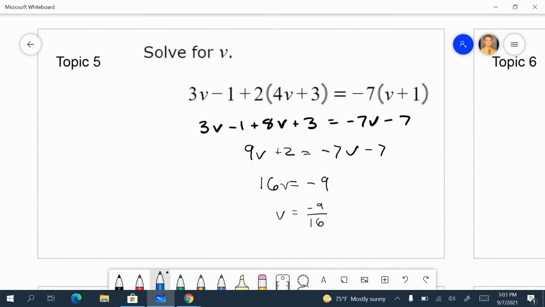Topic number 5 looks pretty complicated. It's just the distributive property one last time, and it's a lot of combining like terms. I did end up getting a fraction here. Hopefully I did everything right. I think I did. But that is the answer. It turns out to be -9/16. So that's a simplified fraction, and chances are that's what you would have to type in on ALEKS for your topic 5s. You might get some fractions like that. That's okay.